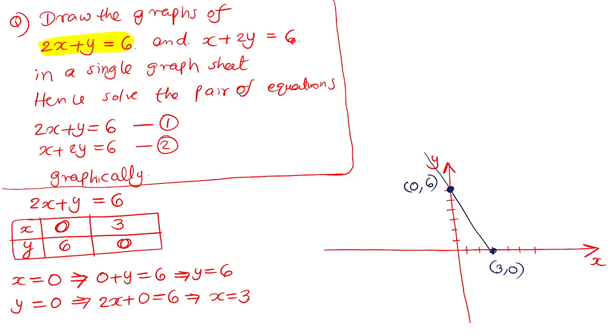What is the importance of this graph? If you take any point on this line, that point represents a solution of 2x plus y equal to 6. You can take any point, maybe 1, 5 or 1, 3, whatever. Whichever point you select from this line, that point will be one of the solutions of 2x plus y equal to 6. So this is the graph of 2x plus y equal to 6.